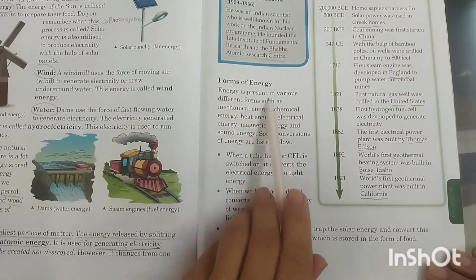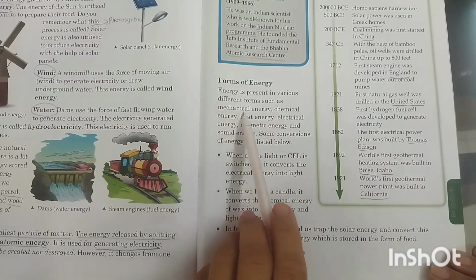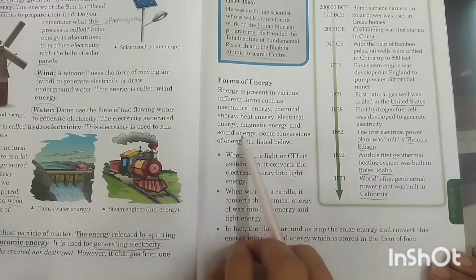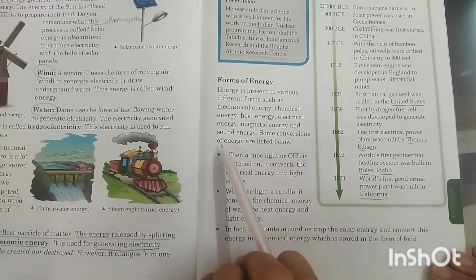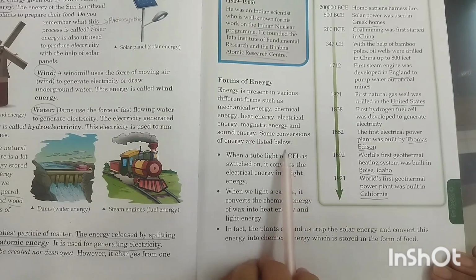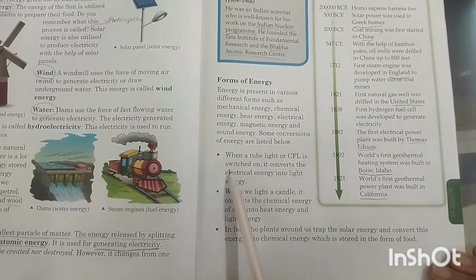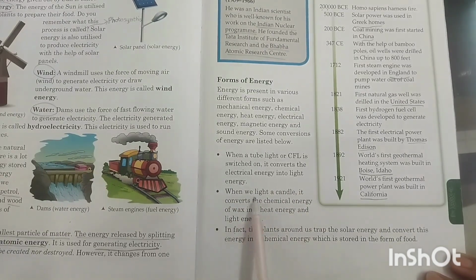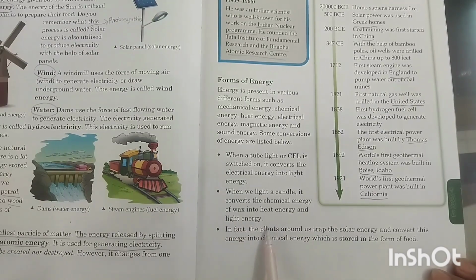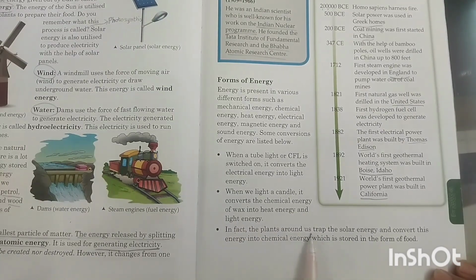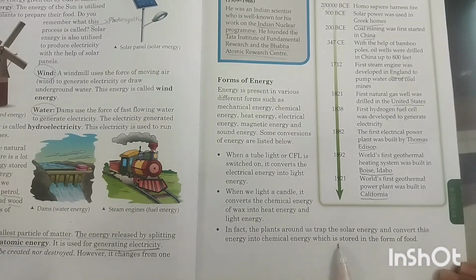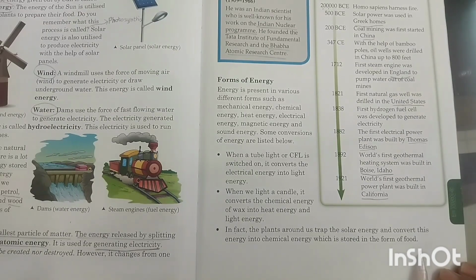Forms of energy. Energy is present in various different forms such as mechanical energy, chemical energy, heat energy, electrical energy, magnetic energy, and sound energy. Some conversions of energy are listed below. When a tube light or a CFL is switched on, it converts the electrical energy into light energy. When we light a candle, it converts the chemical energy of wax into heat energy and light energy. In fact, the plants around us trap the solar energy and convert this energy into chemical energy which it stores in the form of food.